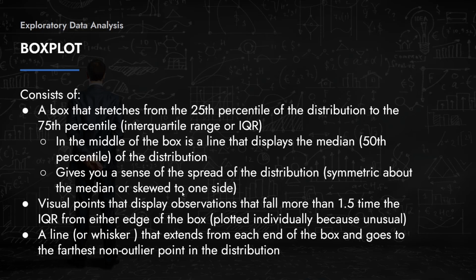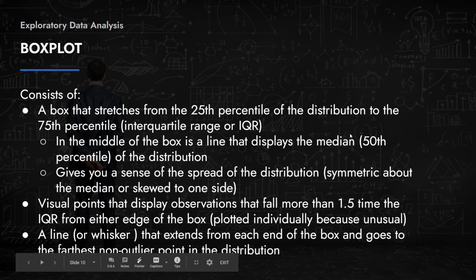Additional to this box are visual points that display observations that fall more than 1.5 times the IQR from either edge of the box. And these are plotted individually because they're unusual. They are outliers, right? They're the unusual ones that don't fit the general trend or the general pattern. And so that's very useful, right? You just see a dot where there's an outlier.